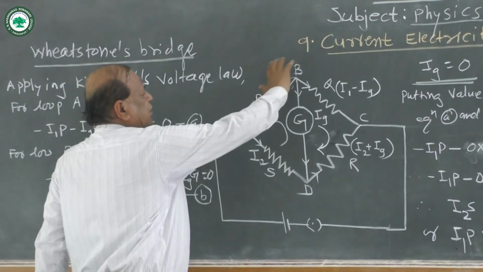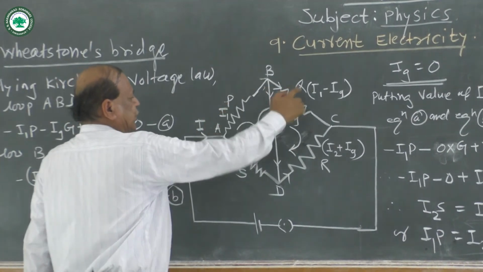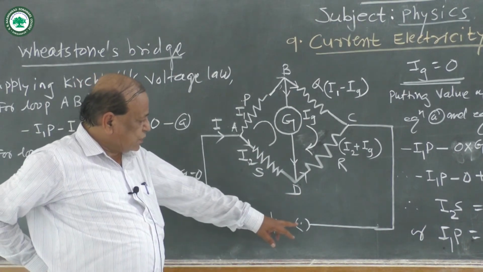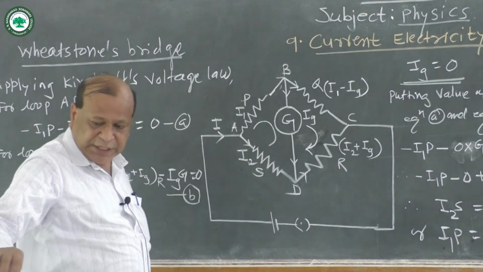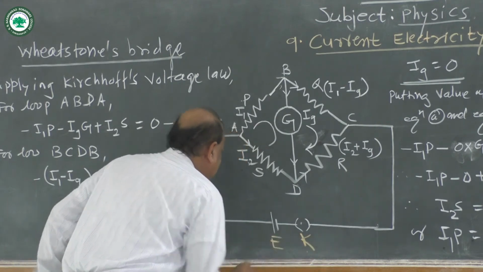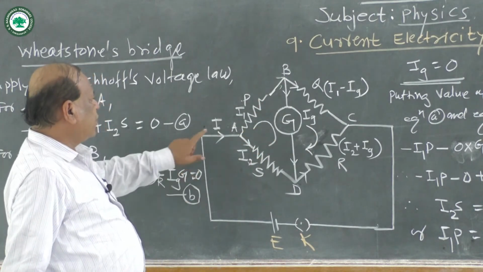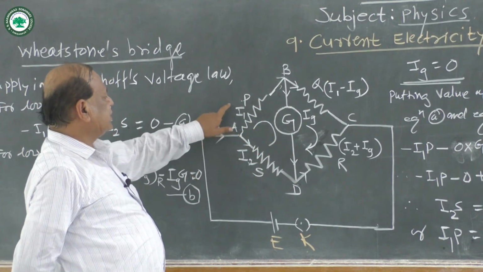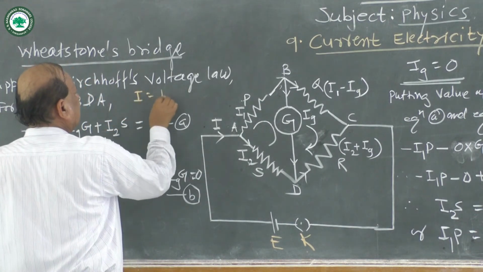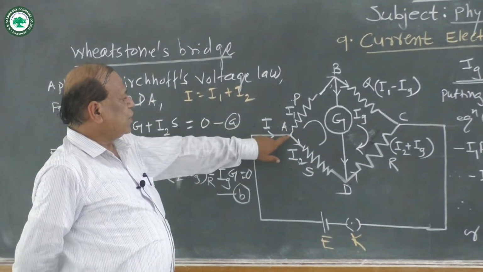First, draw this Wheatstone bridge from the 4 resistors P, Q, R, S in this manner. Now close this plug key K. Then current I will flow to this bridge. Here is a division of current, that is I1 and I2. Total current I is equal to I1 plus I2. Here is the distribution of current at junction A.